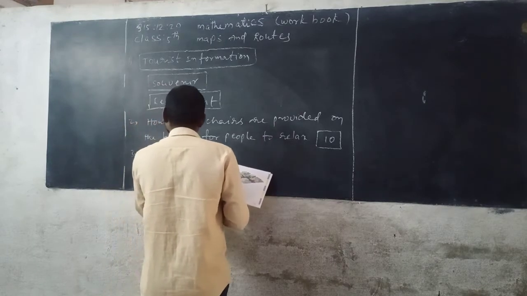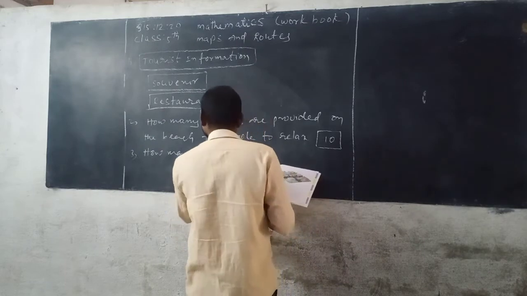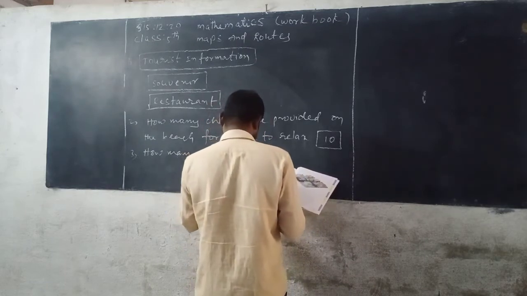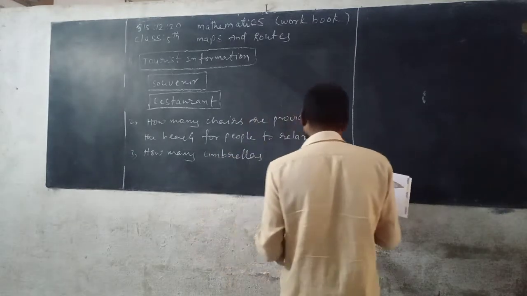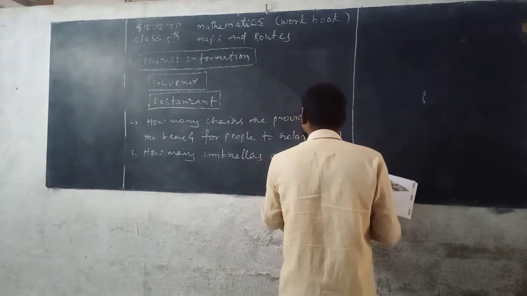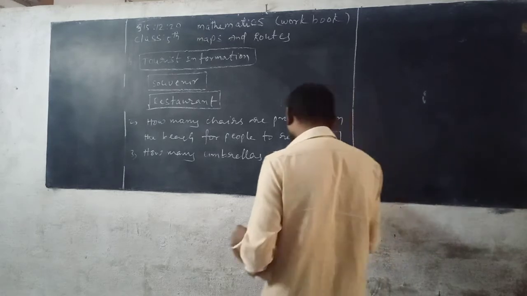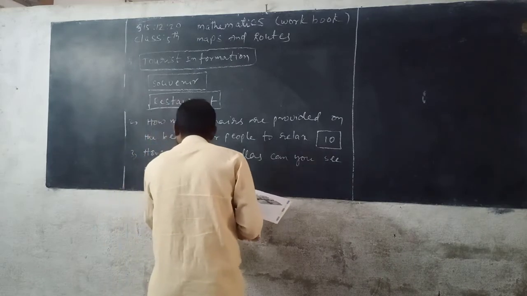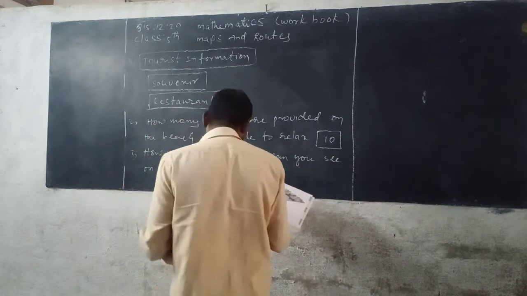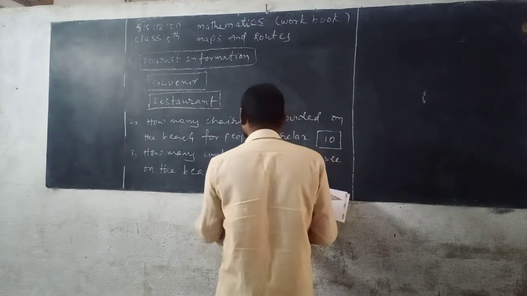Now third one, how many umbrellas can you see on the beach? So how many umbrellas, beta? 6 umbrellas.